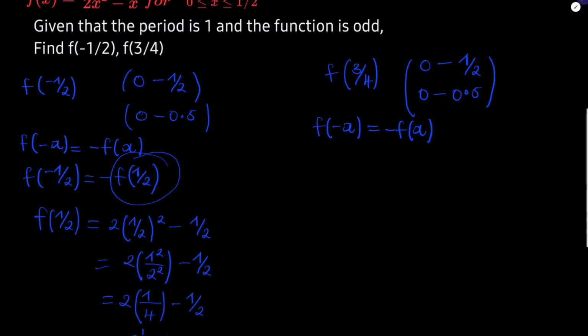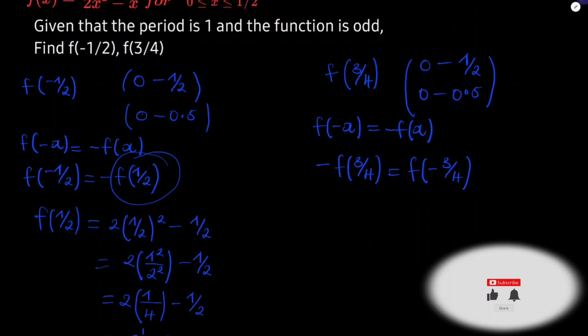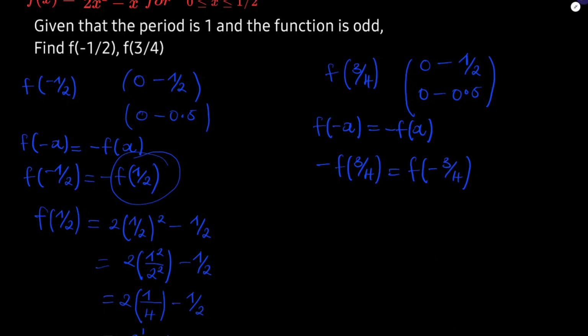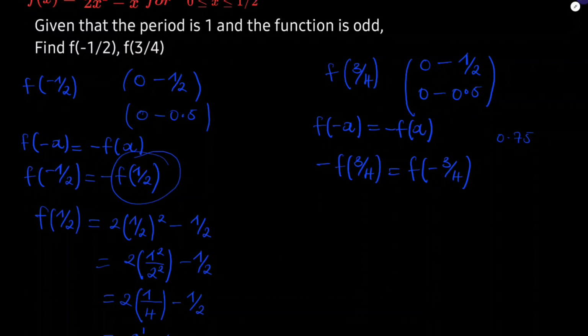Okay, so minus f(3/4) is equal to f(minus 3/4). Let's take 3/4. Is 3/4 in our range? 3/4 is the same as 0.75. So is 0.75 in our range? Let's check. 0.5 is the highest number, but 0.75 is greater than 0.5. So 3/4 is not in our range, so we cannot substitute it directly.